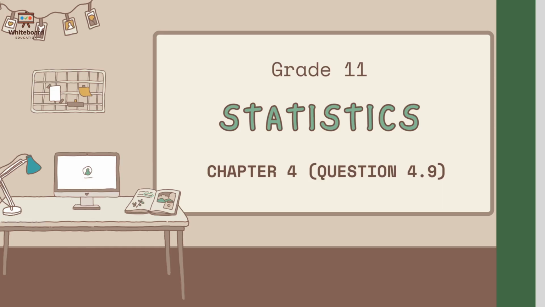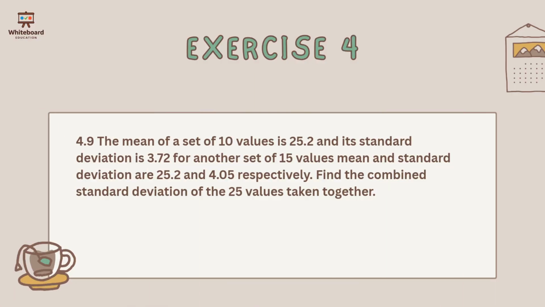Let's get started. The question is: the mean of a set of 10 values is 25.2 and its standard deviation is 3.72. For another set of 15 values, the mean and standard deviation are 25.2 and 4.05 respectively. Find the combined standard deviation of the 25 values taken together.